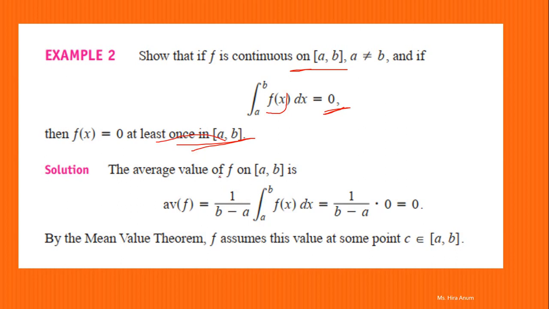So we put 0 because f of x is 0, then we put here 0, 0 integration is 0, 0 multiplied with this is equal to 0. This is by the mean value theorem. F assumes this value at the point c belonging to [a, b].